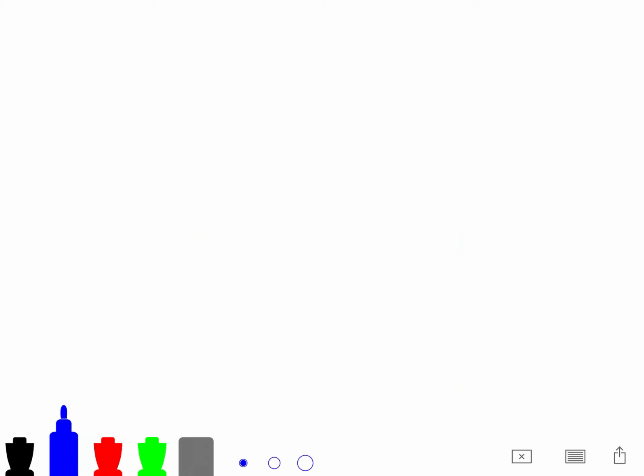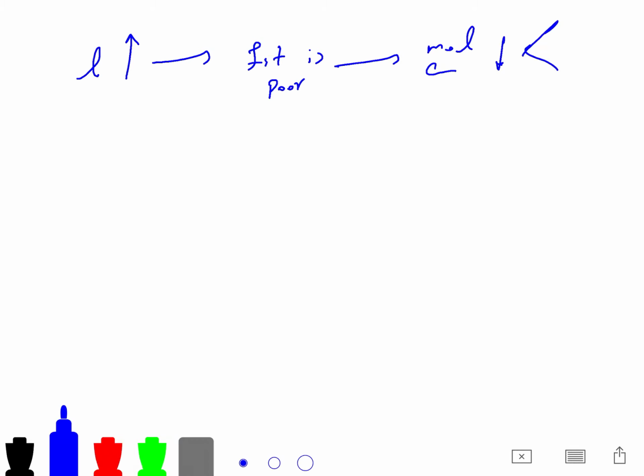And if L is large, the fit will be poor. The fit is poor, and the model complexity is low, and so in your K matrix, most of the entries are just 1, and the log of the determinant of Ky is small.